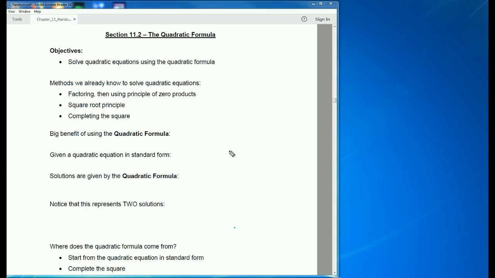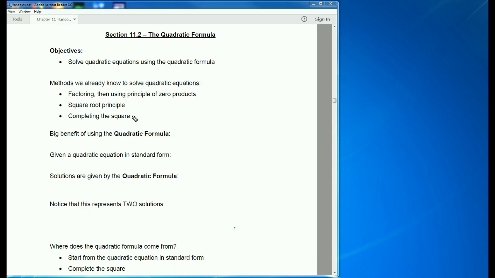Okay, so section 11.2, the quadratic formula. The objective for the section, solving quadratic equations using the quadratic formula. We already know a bunch of methods for how to solve quadratic equations. The first method, which you already knew before coming into this class, was if you can factor it and then use the principle of zero products. The second method, we just covered the square root principle. And the third method, we also just covered the other night, completing the square.